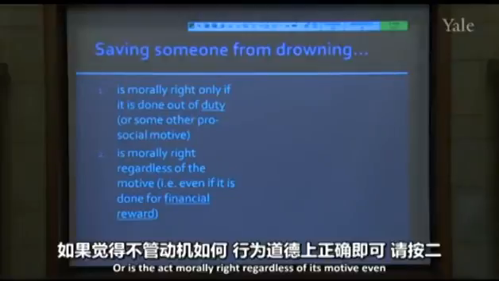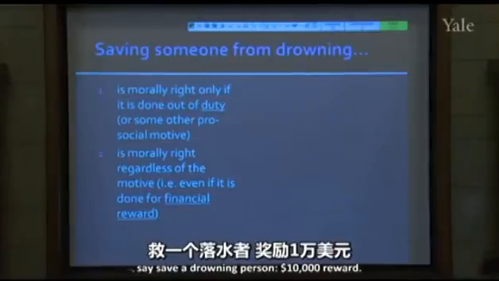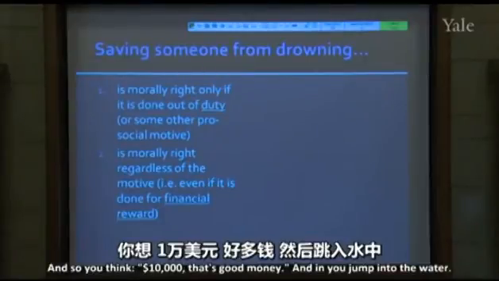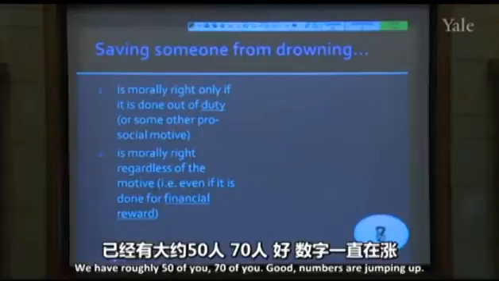Or is the act morally right regardless of its motive, even if you do it because there's a big sign up on the trees that say, save a drowning person, $10,000 reward. And so you think, 10,000 bucks, that's good money. And in you jump into the water. All right, I'll push the 10-second timer. We have roughly 50 of you, 70 of you. Good, numbers are jumping up.